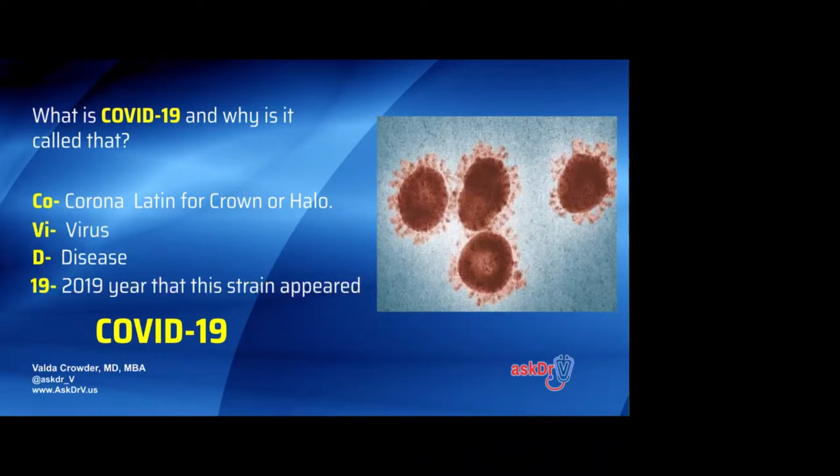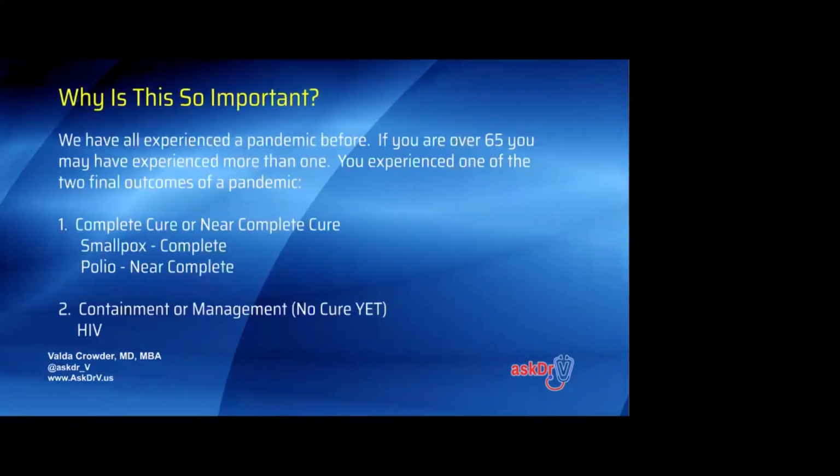So why is this so important? We've all experienced a pandemic before. If you're over 65, you may have experienced more than one. And there's basically two final outcomes to a pandemic. Either there's a complete cure or near complete cure. So smallpox was eradicated from the world in 1980, and polio is near complete eradication. Or there's some sort of containment or management without a vaccine. So for that, think of something like HIV.